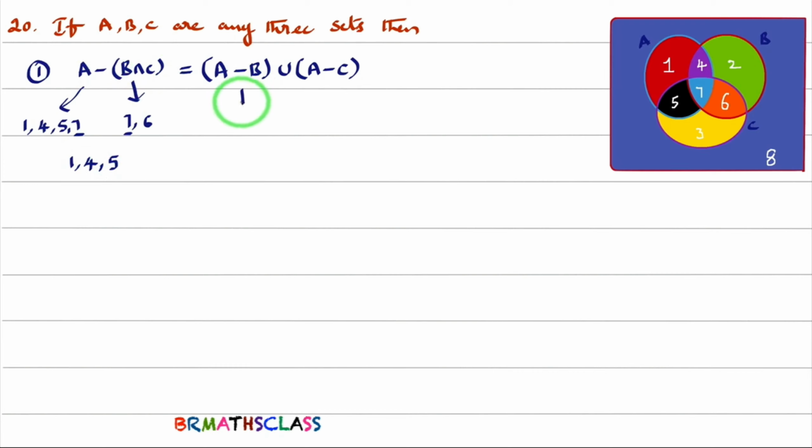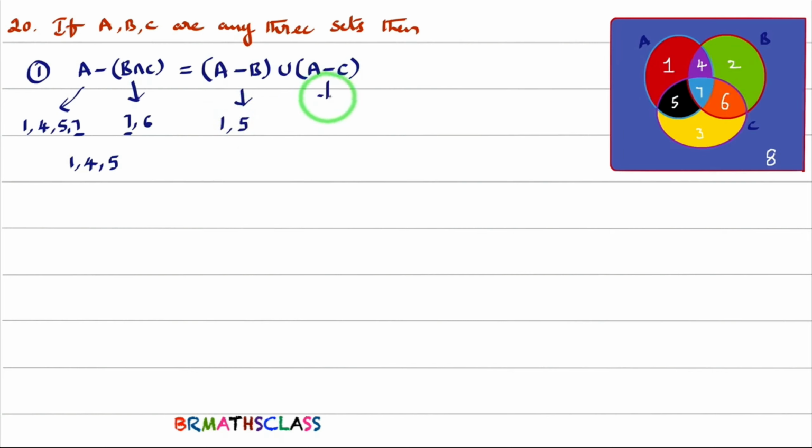Now you observe here A minus B. Where is A minus B? A minus B means the elements present in A but not in B. You observe here 1, 5. 1, 5 are present in A. They are not present in B. So what is the A minus B zone here? A minus B is 1, 5.